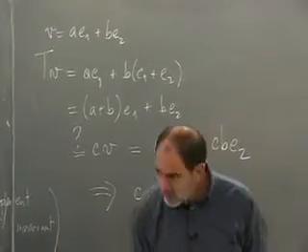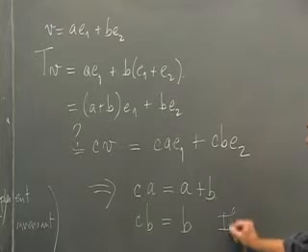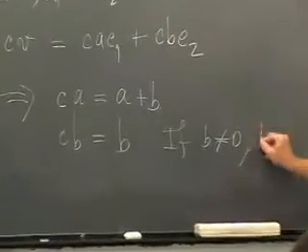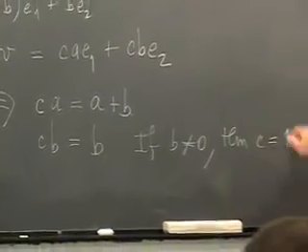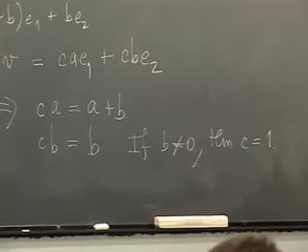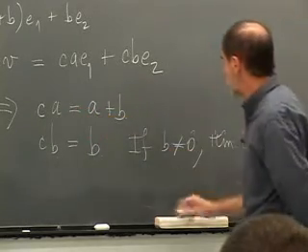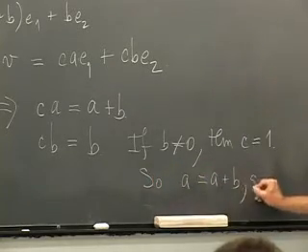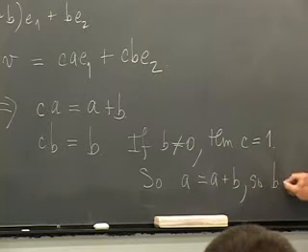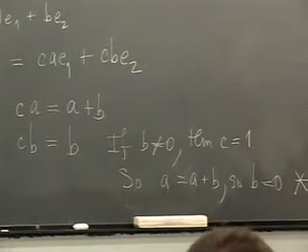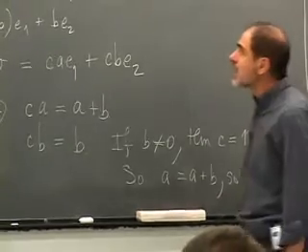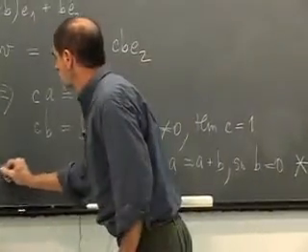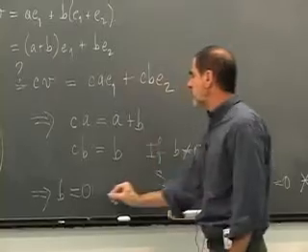Okay? Now, if B is not equal to 0, you can multiply this by B inverse and get C has to be equal to 1. That's true in any field. If C is equal to 1, then reading this, we get that A is equal to A plus B. So, subtracting A from both sides, B is equal to 0. Contradiction. So the only way that this can be an eigenvector is if B is equal to 0, in which case, C is equal to 1.